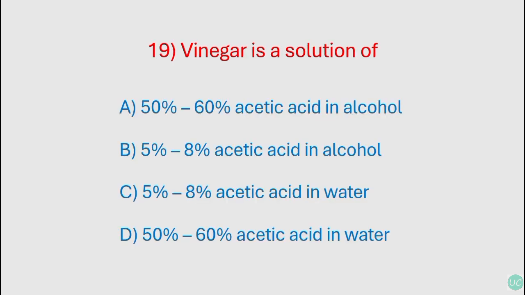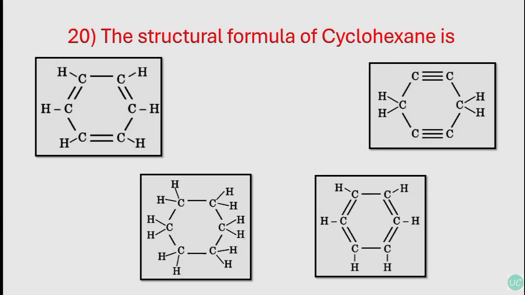Next question is: vinegar is a solution of. So the correct option over here is 5 to 8% acetic acid in water. It is not acetic acid in alcohol or 50 to 60% acetic acid in alcohol. Alcohol is not the option, and it is not 50 to 60%, it is only 5 to 8% acetic acid in water. Okay, our last question is: the structural formula of cyclohexane is. Now cyclohexane is a saturated hydrocarbon in a cyclic form. So the correct option over here is the third option, the second from the bottom left side. So that is cyclohexane, and the rest of the options have double bonds, which means they are unsaturated hydrocarbons.